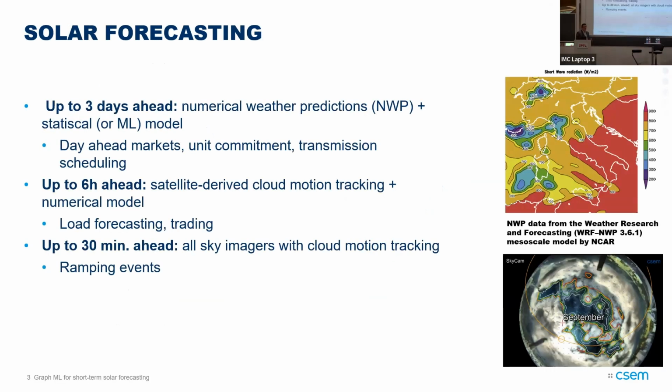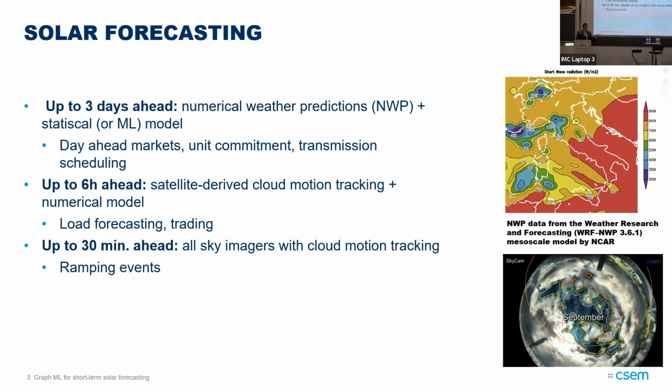Just as a recap, solar forecasting can be divided by the forecasting horizon. First is up to 3 days ahead, where the state of the art is using numerical weather predictions coupled with machine learning models or statistical models. The main applications for this are day-ahead markets, unit commitment, and transmission scheduling.